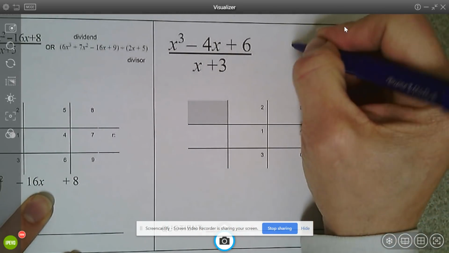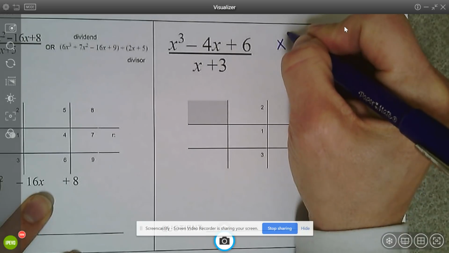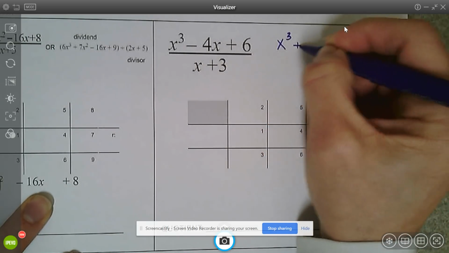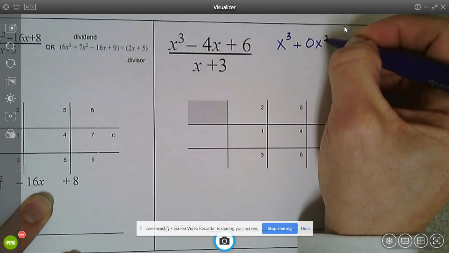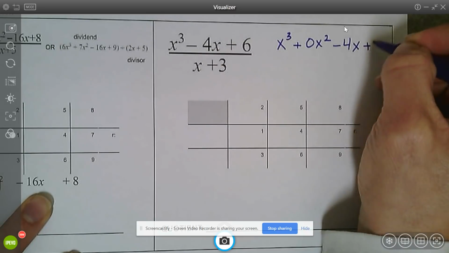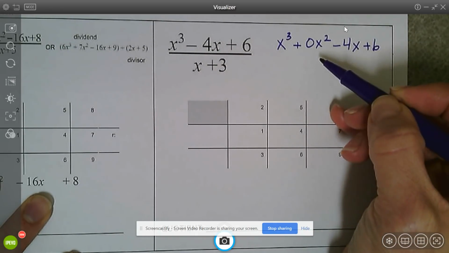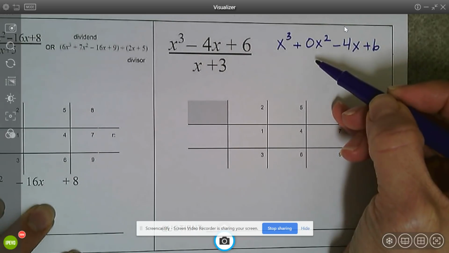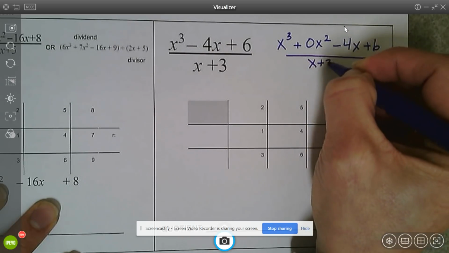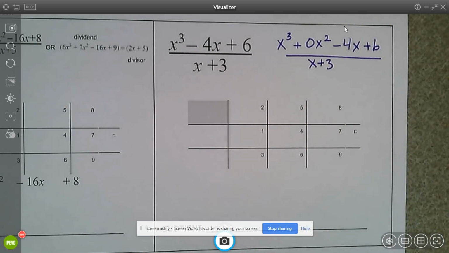So we're going to rewrite that problem, and because we have no x squared, I'm actually going to write plus 0x squared. And then I'm going to continue with the minus 4x plus 6. I'm doing this because I need a placeholder for that x squared. And you'll see that when we start doing the problem and we're looking at our diagonals. And all of this would still be over x plus 3. So now we can set up our problem.